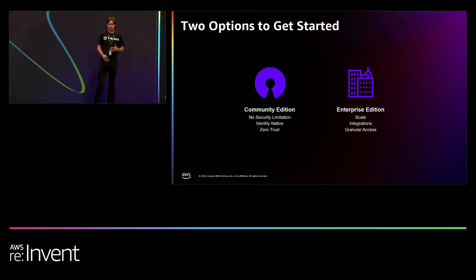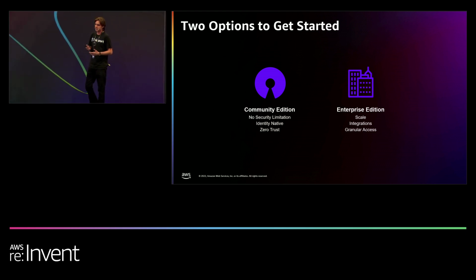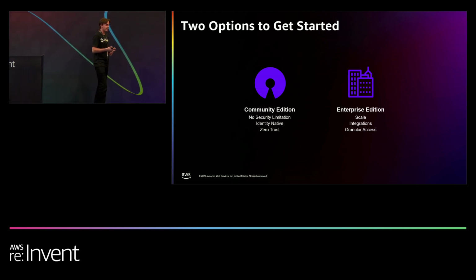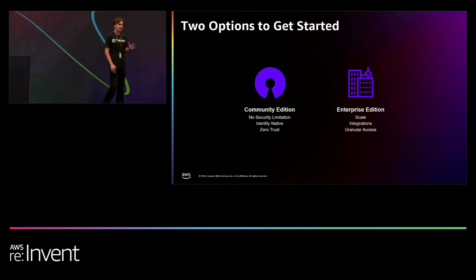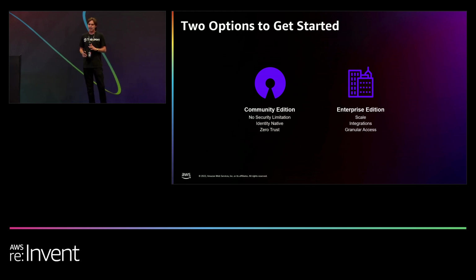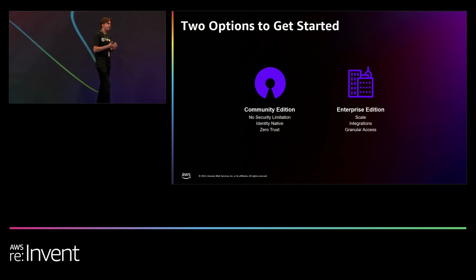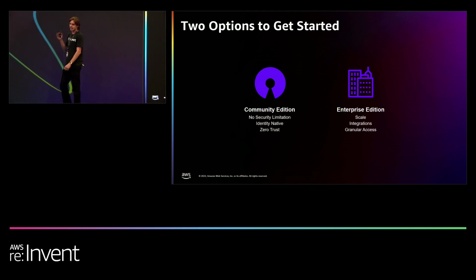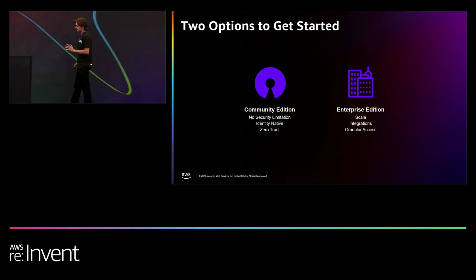We also have the Enterprise Edition. This is what companies typically want to use when they start scaling. It has more SSO integrations, so you can use a wider variety of those, and it has a little bit more granular access. It has FIPS compliance, so if you do need to achieve those higher compliance standards at scale, you're probably going to want to use the Enterprise Edition.